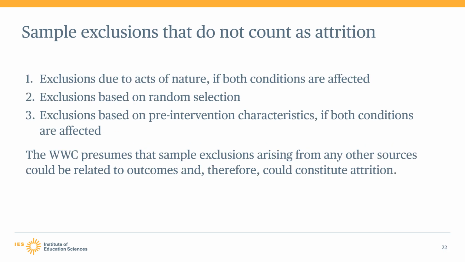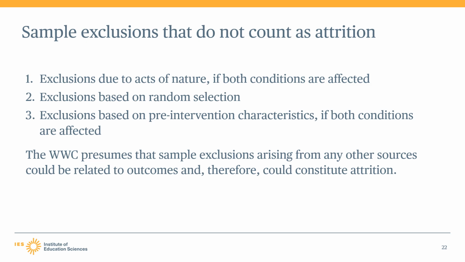Another issue to consider is that researchers conducting RCTs sometimes exclude units from their analysis. If doing this creates differences between the intervention and comparison groups, it could introduce bias. However, in some instances, sample exclusions in RCTs after random assignment do not constitute attrition. The first scenario where sample exclusions do not count as attrition are sample exclusions due to acts of nature, if both conditions are affected.